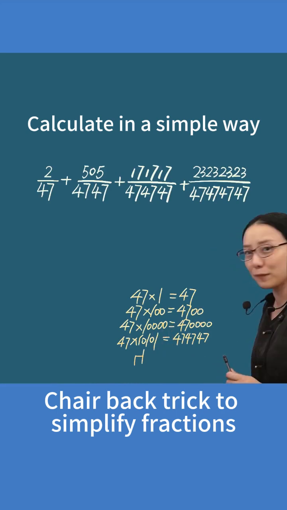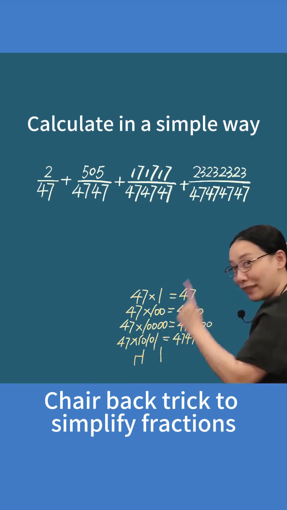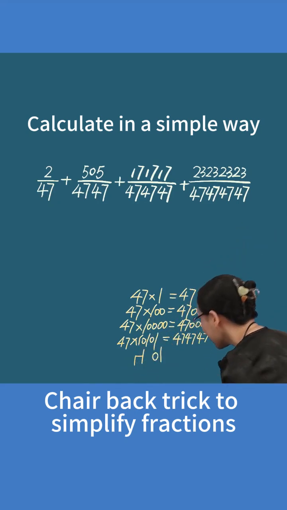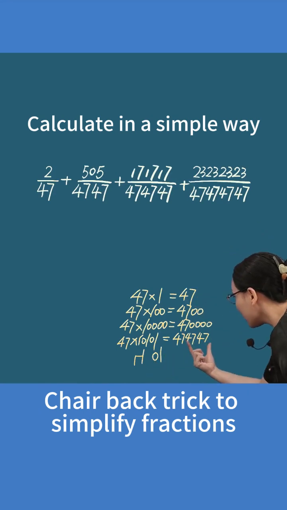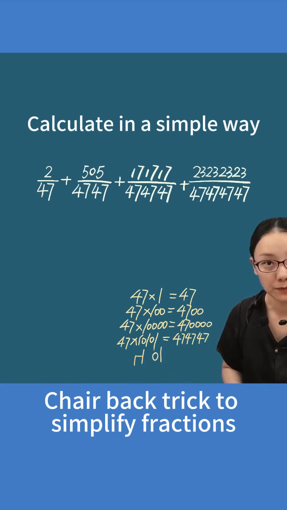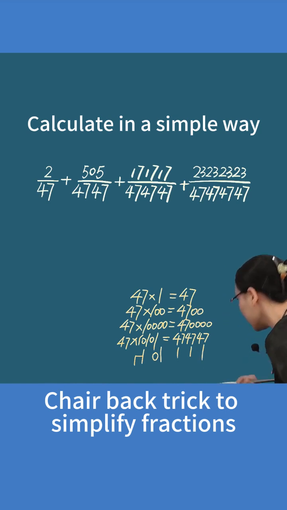So what does this problem have to do with the chair back and the seat? I'm saying the chair back is the vertical part, so I treat it as a 1, and the seat, which is curved, I see it as a place like the number 0. See, this is also a little chair. So for numbers like this, however many repeating parts there are, that's how many chair backs it has. How many 47s does it have? It has 3. So that means there are 3 chair backs.